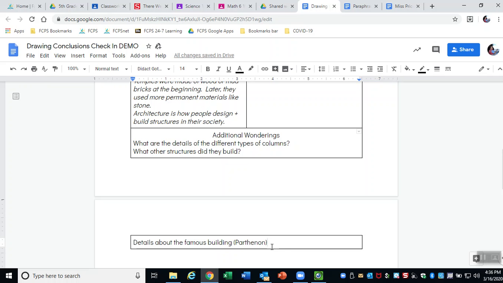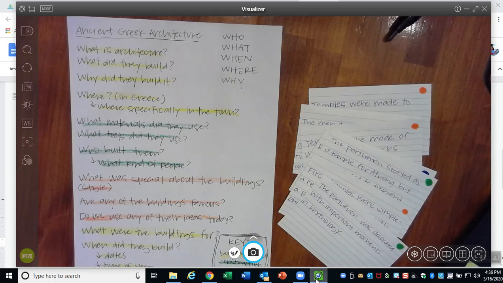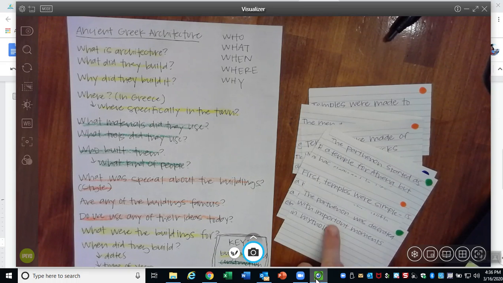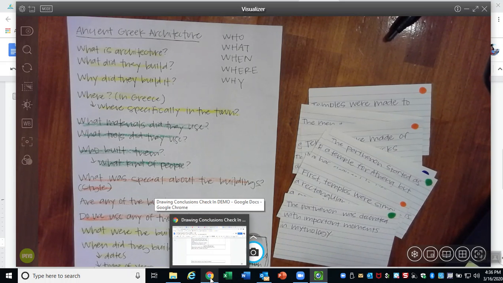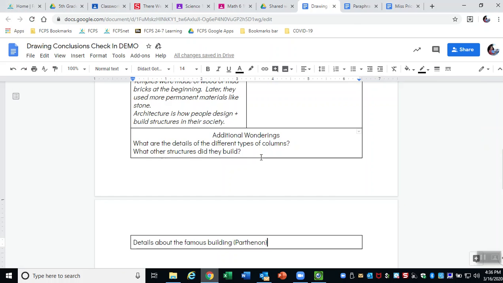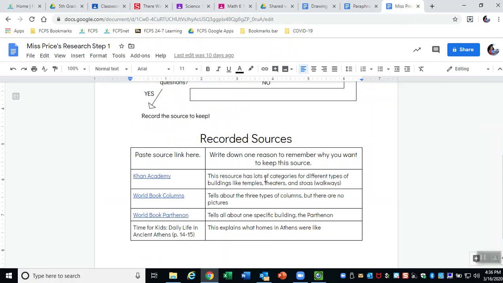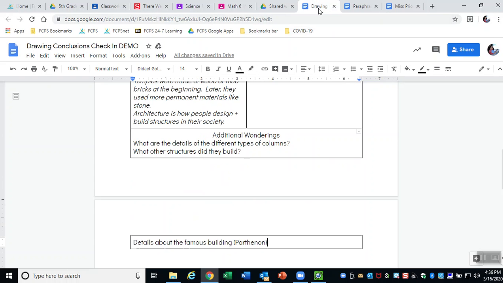So I have 2 choices. I can go back to my cards because I know I have some information about the Parthenon right here, like the Parthenon was decorated with important moments in mythology. So I already know that I can start gathering more information and taking more notes. I can also go back to my research grid. When I took notes from this Khan Academy article, what I wrote down was that it has categories for different types of buildings like temples, theaters, and stoas. So I can use this Khan Academy article to gather more information about what other structures they built.